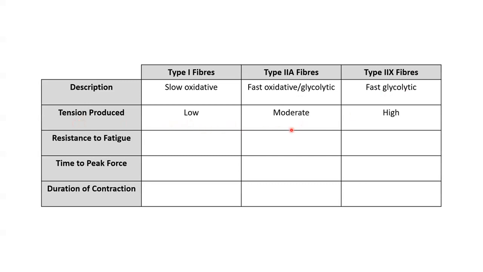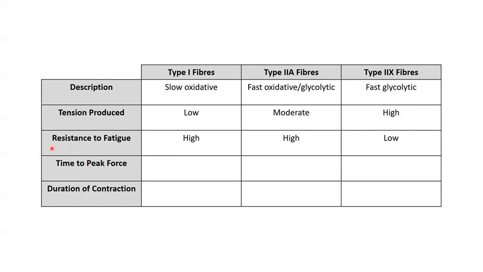This second row along here is describing how much force or tension each of these skeletal muscle fibres can produce. Our type 1 fibres produce quite a low amount of force. They're slow to contract, and they produce quite low levels of tension. Our type 2A produce a moderate amount of force or tension, and our type 2X produce the highest amount of force or tension.